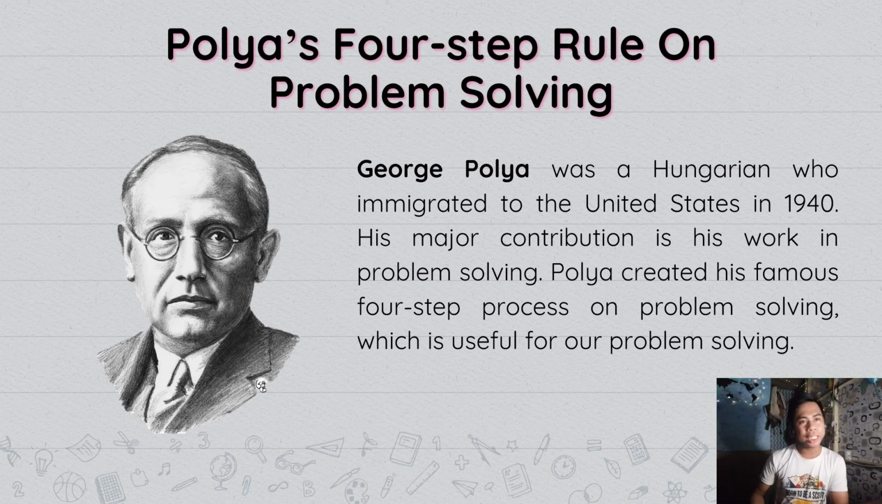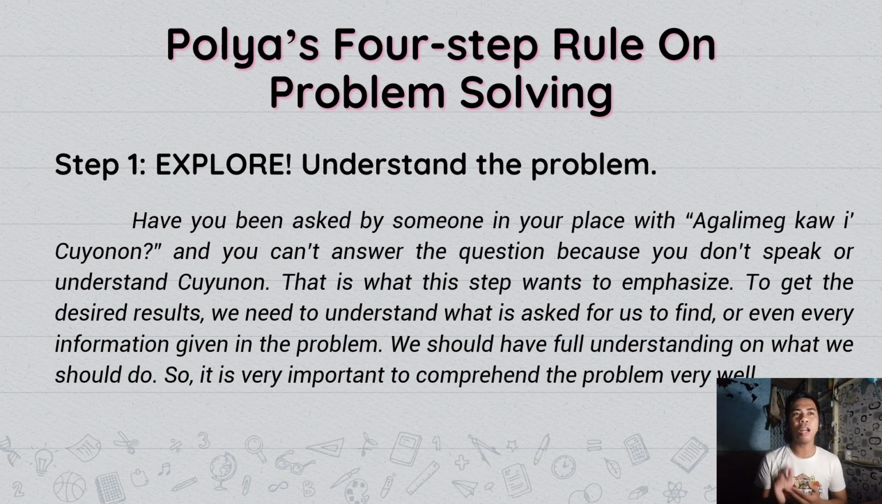So in 1940, his major contribution in problem solving was to create a four-step rule that would really help everyone to solve problems more easily with understanding. So Polya created this famous four-step process on problem solving, which is very useful, as I've said a while ago, for our problem solving in our discussion. So what is the four-step rule on problem solving? Step 1, explore. Understand the problem.